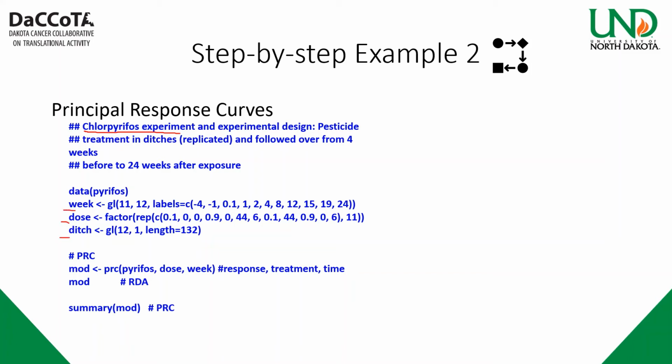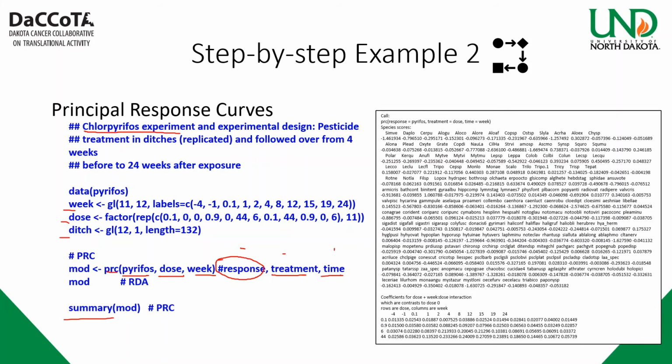And then in our principal response curve function, we're going to have paraphos. That's our response variable. It's like 100 plus variables of abundances. Our dose is our treatment variable, and then week is our time variable. We need a response, a treatment, and a time, which we have here. And then I'm just going to show a summary of some of these things.